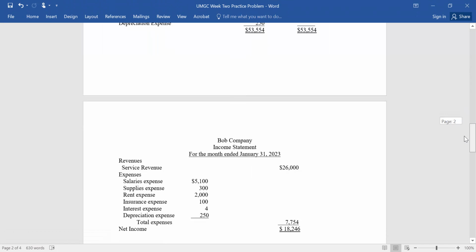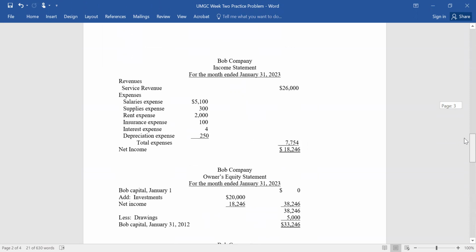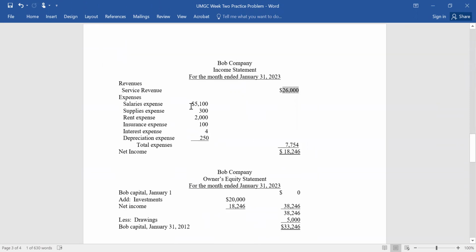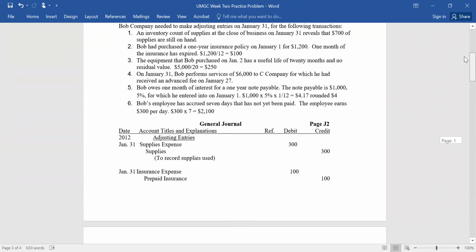The first statement I'm creating is my income statement that starts with service revenue and goes through the expenses till the end. So here you can see I've got my revenue account. I've got all my expense accounts. And if I total that expense account, it's 7,754. So my 26,000 of revenues minus 7,754 of expenses totals $18,246.